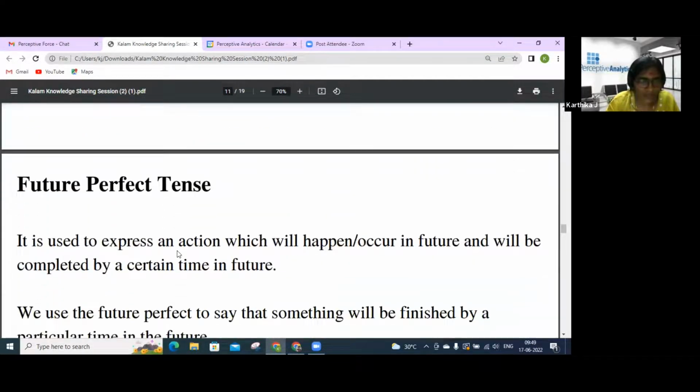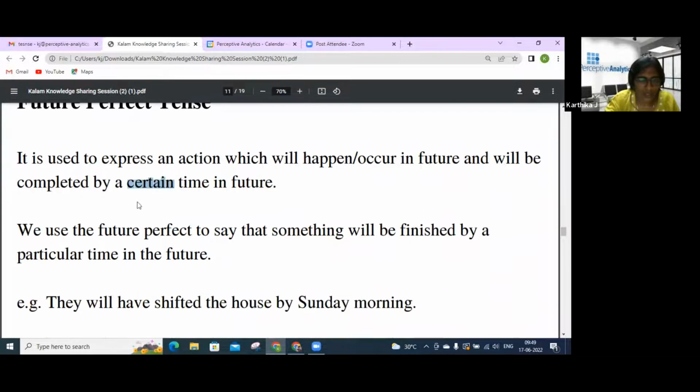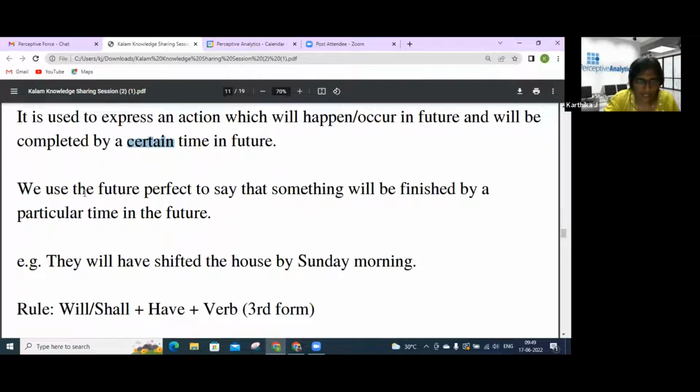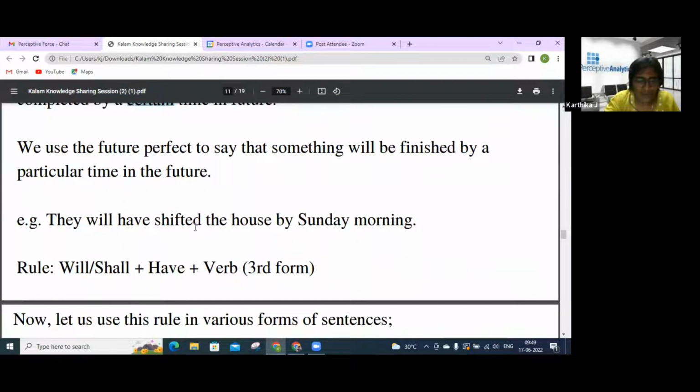And the next one, future perfect tense. It is used to express an action that will happen in the future and will be completed by a certain time in the future. So it is not going to continue. If it continues, that will represent future continuous tense. So it will start in the future, but it will stop at a certain time. So we use the future perfect to say that something will be finished by a particular time in the future. So an example for this: they will have shifted the house by Sunday morning. So it is going to happen in the future only, but it will end by the particular time.